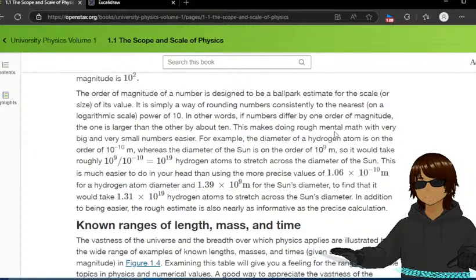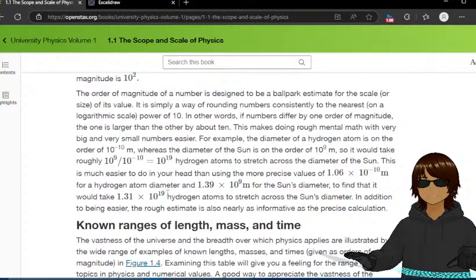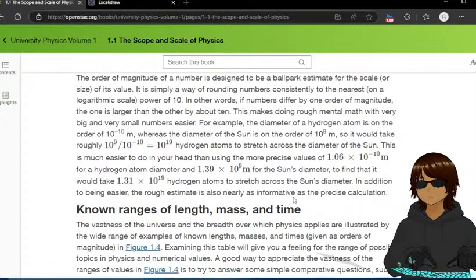For example, the diameter of a hydrogen atom is on the order of 10 to the power of minus 10 meters, whereas the diameter of the sun is on the order of 10 to the power of 9. So it would take roughly 10 to the power of 19 hydrogen atoms to stretch across the diameter of the sun. This is so much easier to do in your head than using the more precise values of 1.06 times 10 to the power of minus 10 for a hydrogen atom diameter, and 1.39 times 10 to the power of 9 for the sun's diameter, to find it would take 1.31 times 10 to the power of 19 hydrogen atoms to stretch across the sun's diameter.